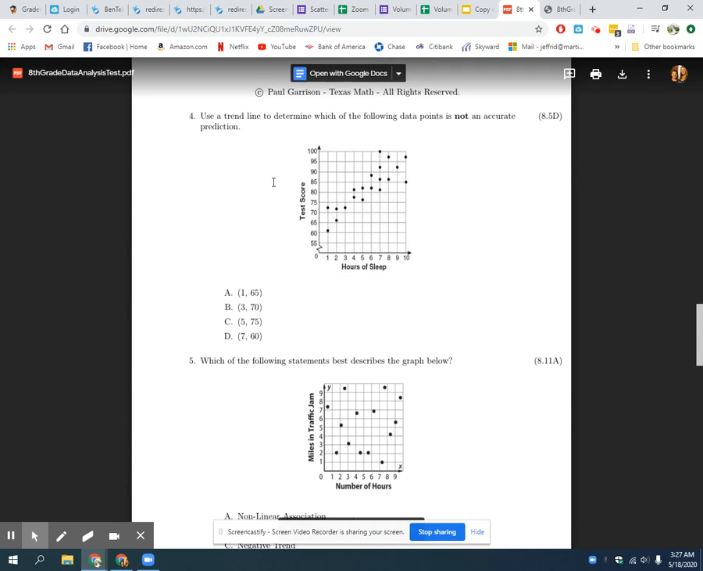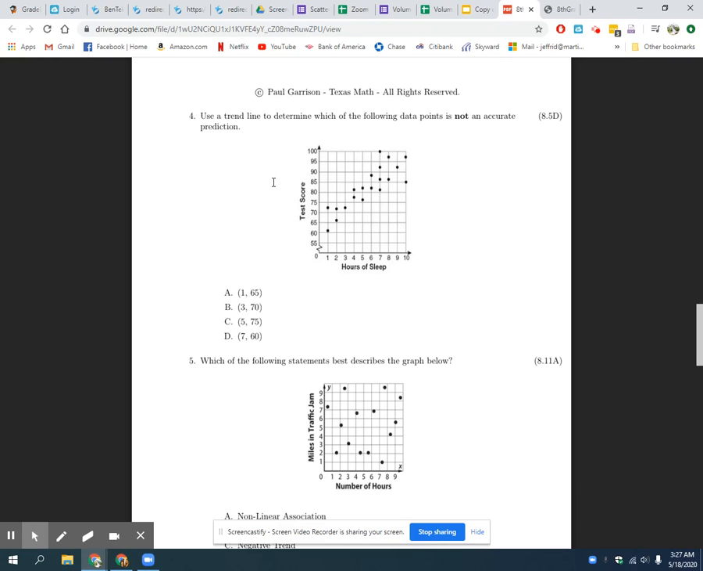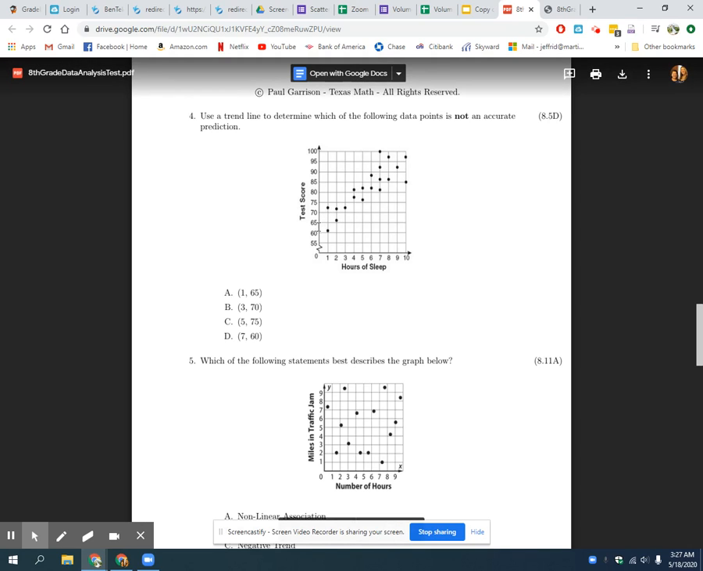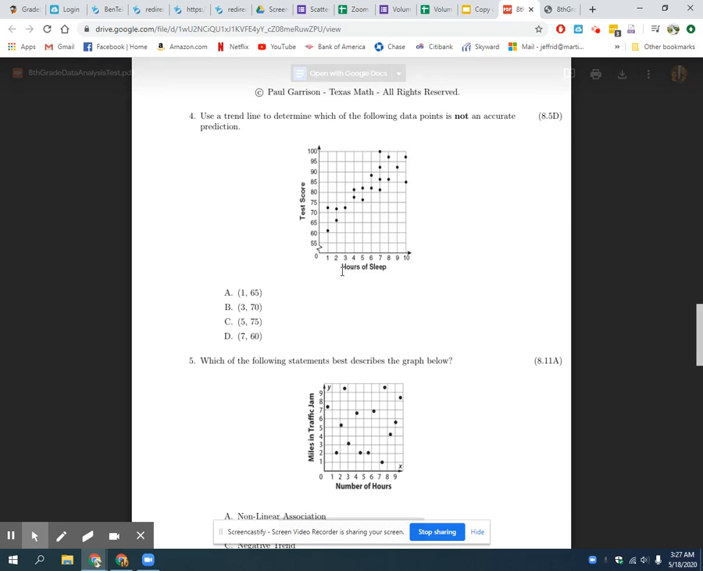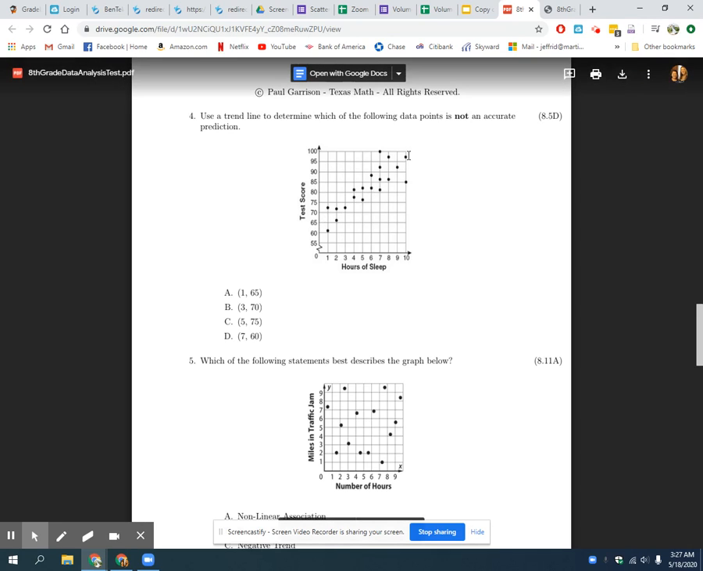Last one, number 4. Use a trend line to determine which of the following data points is not an accurate prediction. So if we were to draw a trend line through this graph, it would probably be about right here. And so your x-axis represents hours of sleep, and your y-axis represents your test score. So if I were to ask you what would be a possible y-intercept for this trend line, you could say approximately 65, right? That your line would start here and then go up.